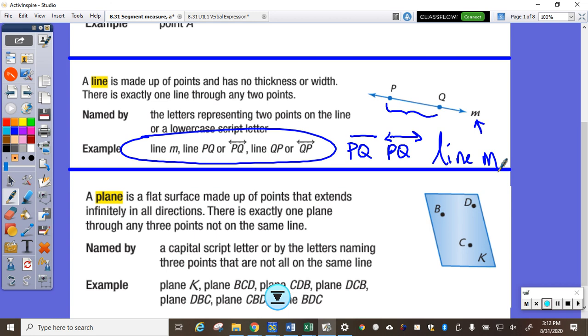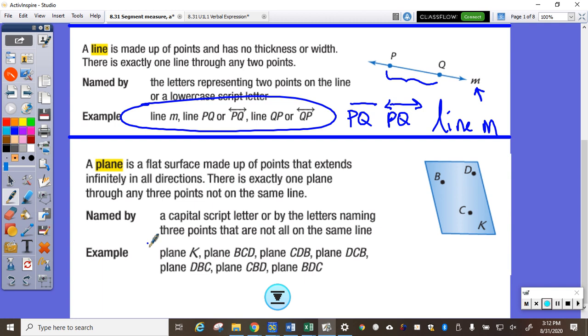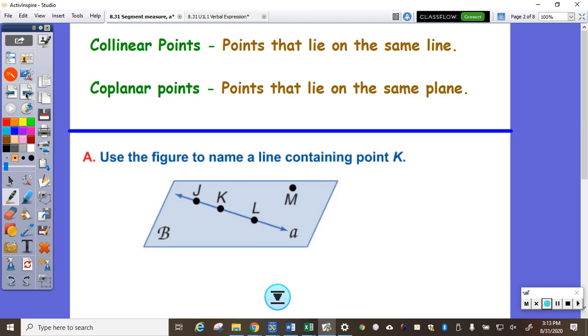The same thing with a plane. A plane, you only need 3 points to create a plane, but those 3 points cannot be on the same line. So when we're looking at this, again, we can label this as plane, any combination of those letters, BCD, CDB, DCB, any one of those combinations is fine, or off to the side, you see this capital K in italics that you could write this as plane K as well. So when we go through, collinear points are points that lie on the same line, coplanar points are points that lie on the same plane. Okay?